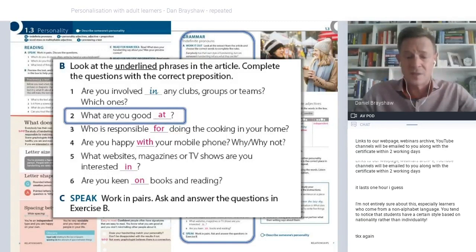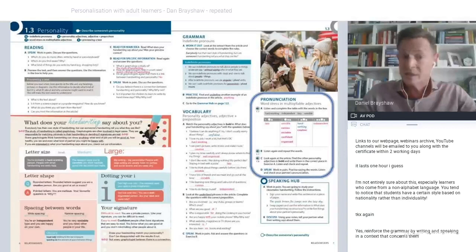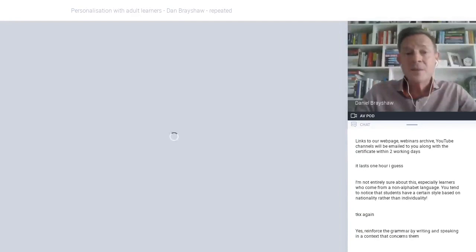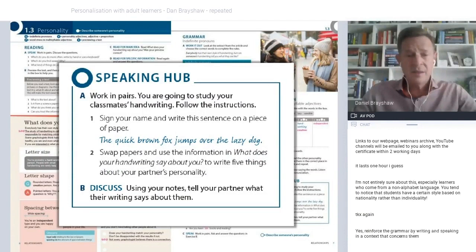The lesson continues with some input on pronunciation. There's a very strong pronunciation syllabus throughout Language Hub. And then we come to the final task. The final speaking task. Let me make that just a little bit larger. The idea is that the students, using the information in the infographic about handwriting, sign their names, write out the pangram, and then swap papers, look at each other's handwriting and interpret it, and then discuss what it says about their personalities. So, you know, a very easy topic to personalize and hopefully breathe some life into.